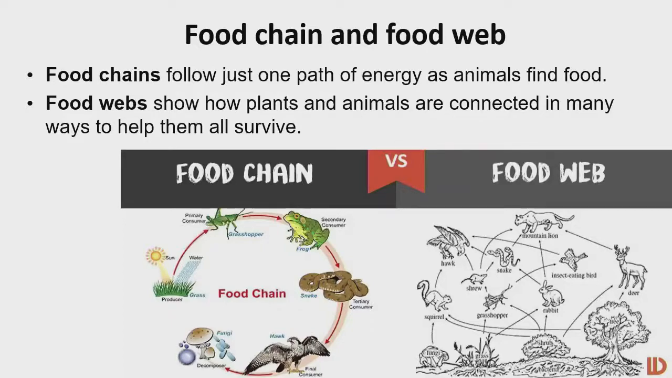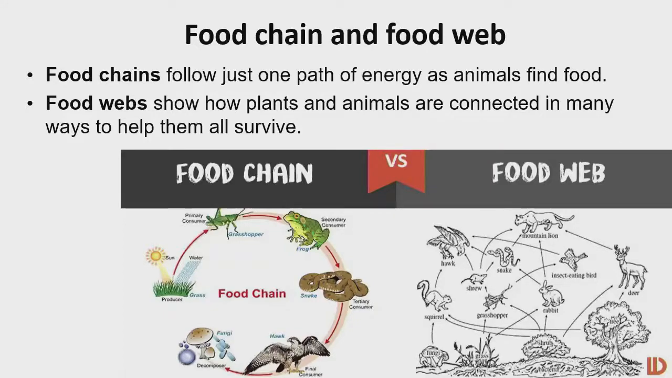And there is also a food web, which shows how plants and animals are connected in many ways to help them all survive. So you might be asked to compare the food chain and food web, or you may be asked to analyze these differences and supply relevant examples.